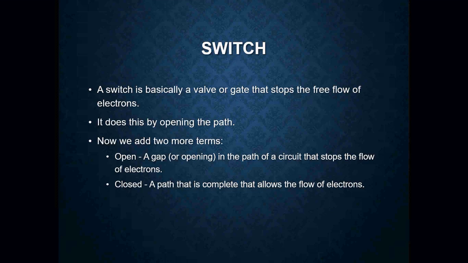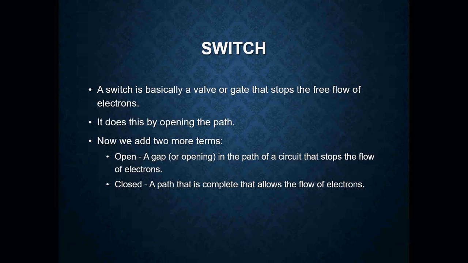A switch is basically a valve or a gate that stops the flow of electrons. We got to have something in the electrical circuit that's going to start and stop the electrical flow. Does this mean that it's an open in a circuit? Yep, it is. When we turn a switch off, that switch is now in the open position, which means that the electricity is no longer flowing, which means the light shouldn't be on.